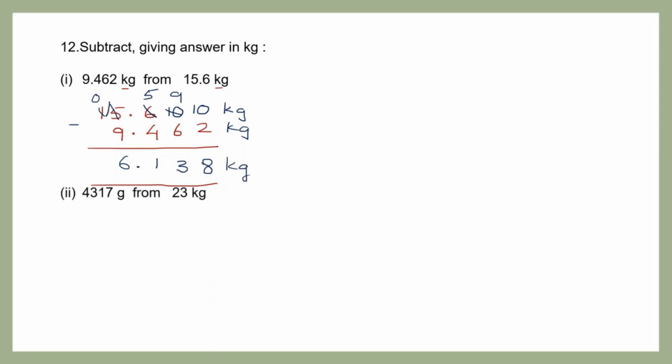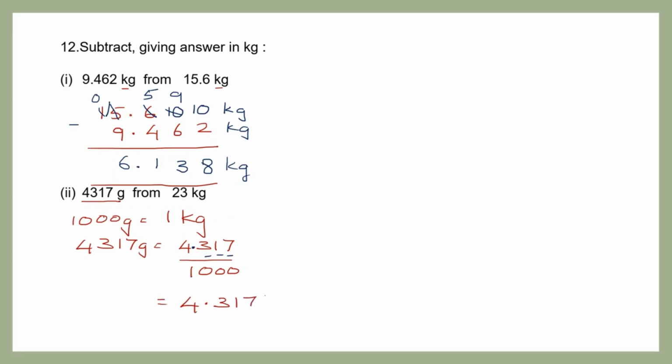Second one, subtract 4,317 grams from 23 kilograms. So the first step is to convert this into kilograms. 1,000 grams make 1 kilogram. So 4,317 grams will be 4,317 divided by 1,000. Since there are 3 zeros, point will move 3 places to the left and come here. So I get 4.317 kilograms. Now let's start our subtraction.